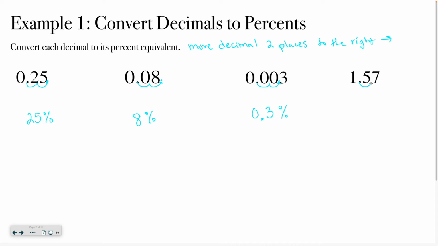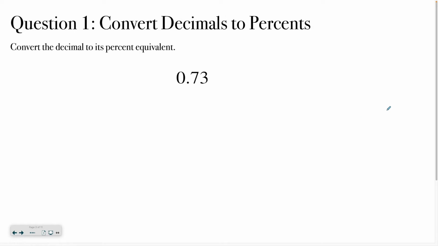Now I'm going to move it 1, 2 again, and now my decimal is going to be after that 7, so I have 157%. So that's how you're going to convert from a decimal to a percent equivalent. Why don't you go ahead and try this one on your own. Good luck.